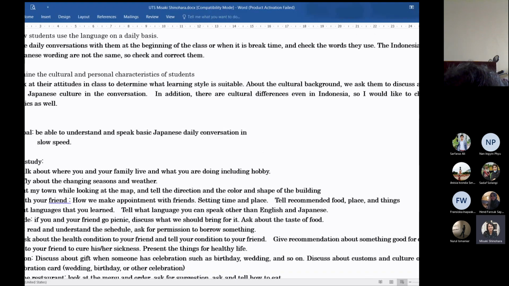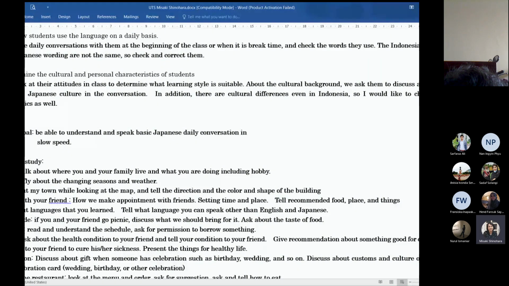Look at the attitude in the class to determine what learning style is suitable. Okay, so I see their attitude, and also maybe they don't improve or they have difficulty. I have to consider the learning style. So I have to see their characteristics. If they prefer to learn listening, maybe I will give more conversation, and also I will train them how to write. Okay.